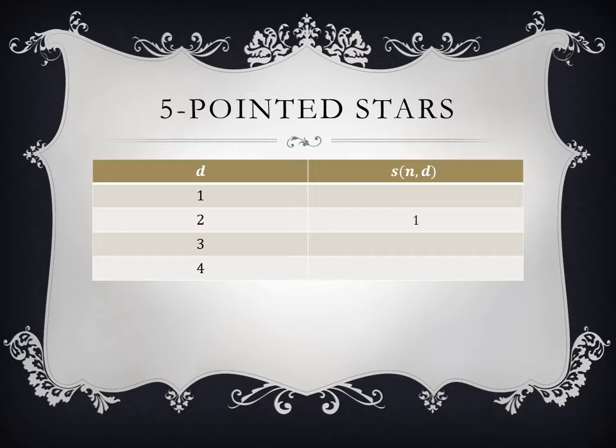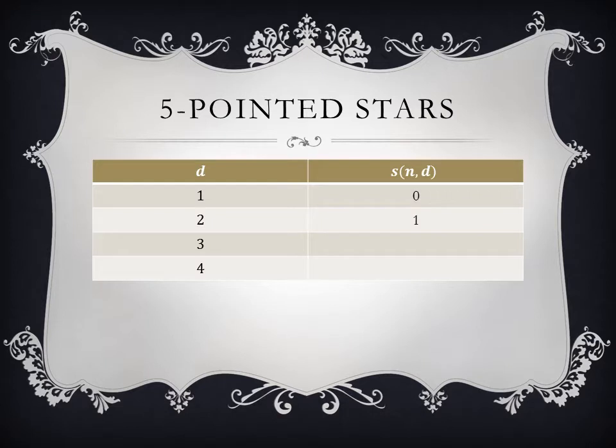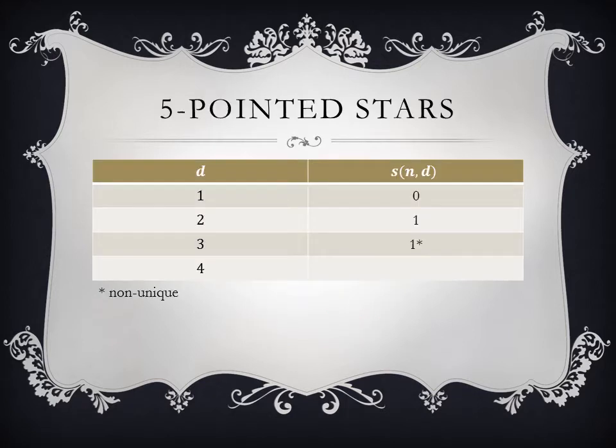For 5-pointed stars, we already know that d equals 2 works. Next, we'll test d equals 1. Our result is a pentagon, which is not a star, so d equals 1 does not work. In fact, if we tried any other n value, we still would have gotten a regular n-gon, so d equals 1 will never work. Let's try d equals 3. We get a star, and interestingly enough, it's the same star that we got for d equals 2. So we'll say that 3 is valid for 5-pointed stars, but we need to take note of this non-uniqueness because it is important later when we're counting the number of stars that we can draw.